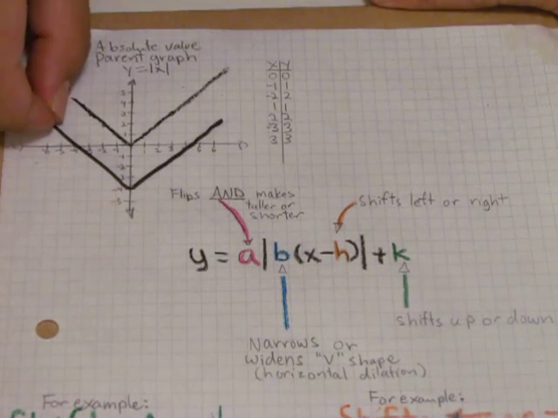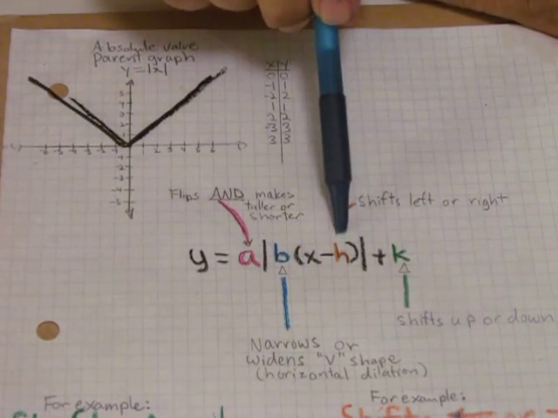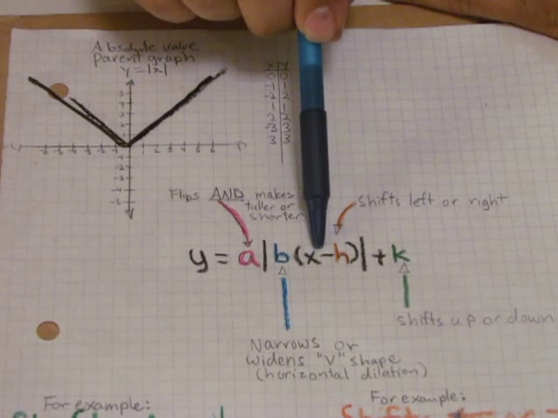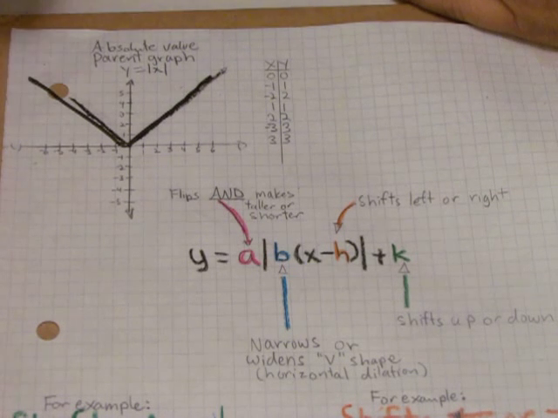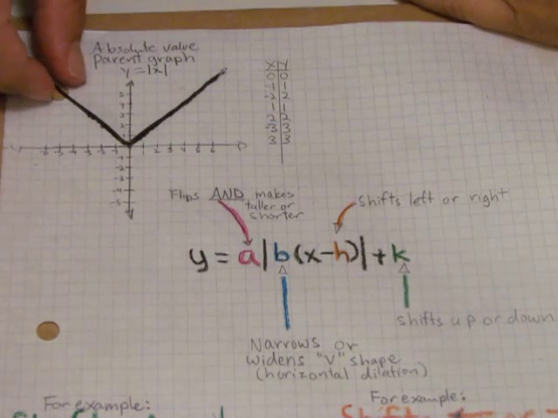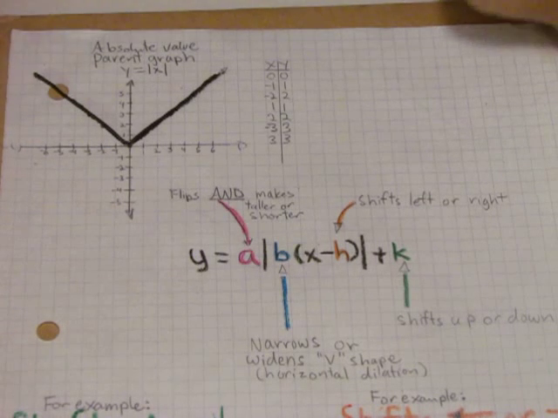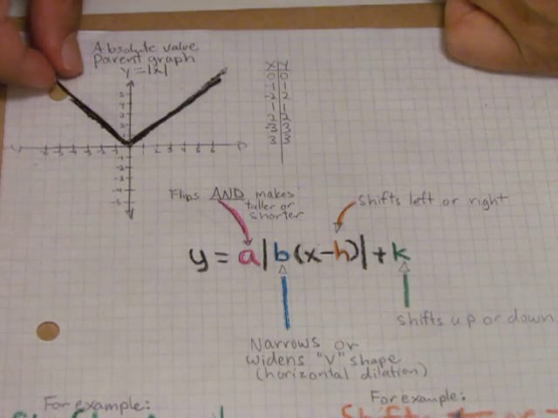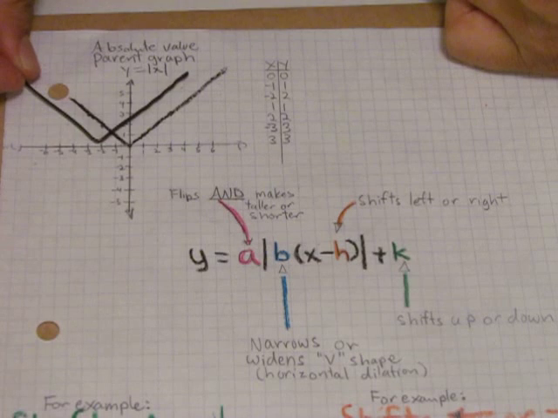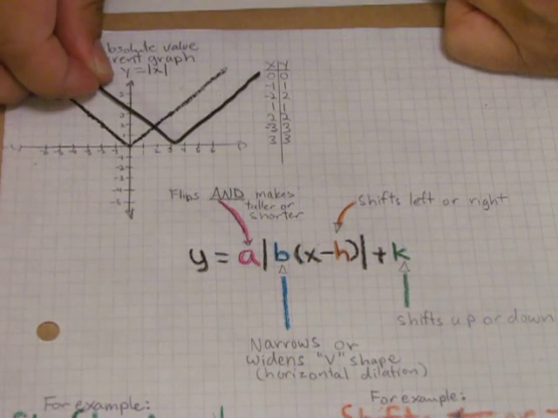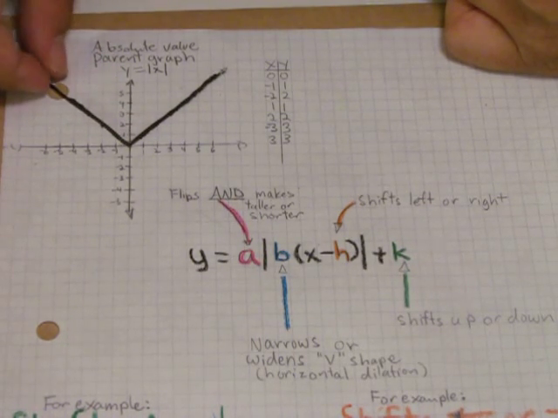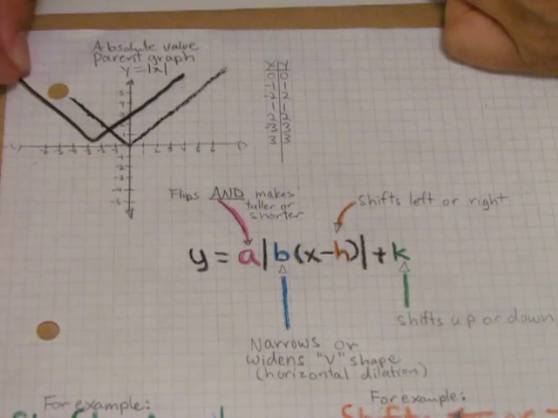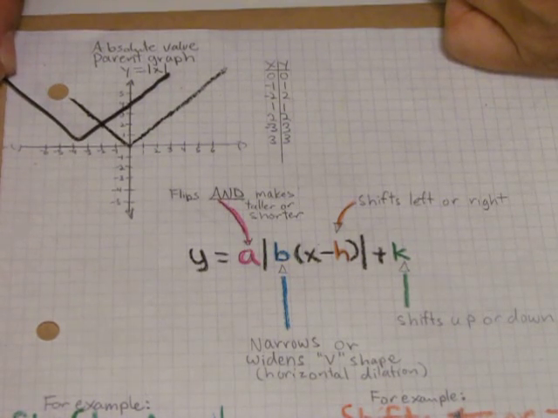The next one is h. In this case, it's x minus h, and this h shifts the graph left or right. In this case, it says that it's minus h, so it actually does the opposite. You would think minus would go this way. No, it goes this way. Minus h means it shifts to the right, whatever h value is. And if it was x plus h, it would actually shift h to the left, whatever value h is.